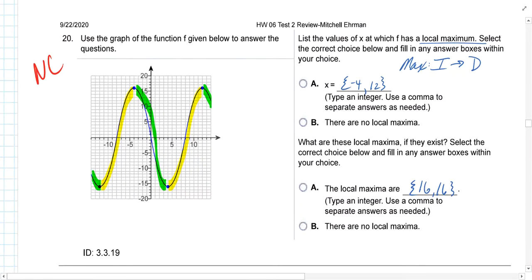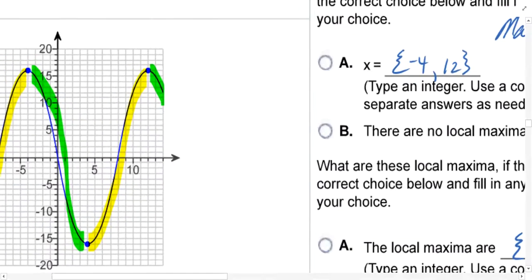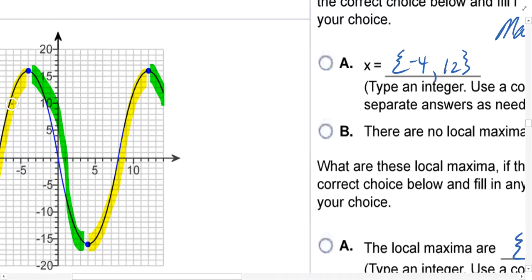For number 20, this is kind of interesting because this appears to be some sort of sine or cosine function where the graph oscillates, but doesn't really increase beyond this wave as we move from left to right across the graph. So we're being asked if there is a local maximum. And again, a maximum occurs when we switch from an increasing function to a decreasing function. And that happened twice in this window.